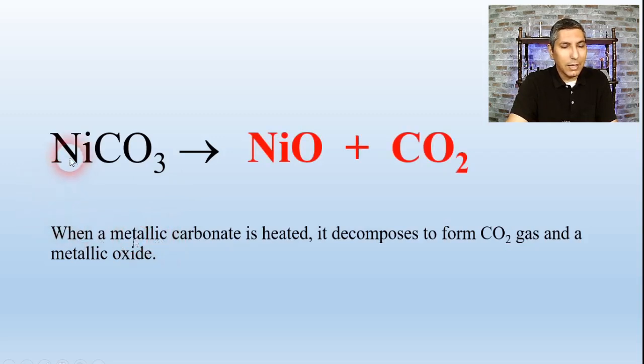And since nickel has a positive 2 charge on the reactant side of this reaction, it's safe to assume that nickel is also going to have a positive 2 charge on the product side of this reaction. So that's why I can write it as NiO, because O is a -2 and Ni is a +2. So there we have our products for this reaction. So that's a metallic carbonate that produces CO2 and a metallic oxide.